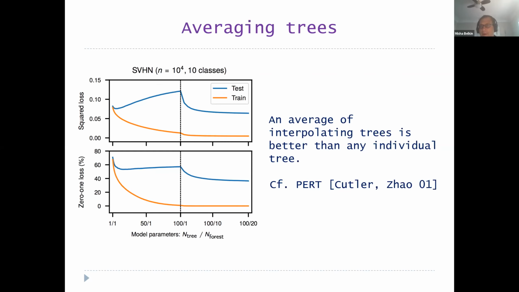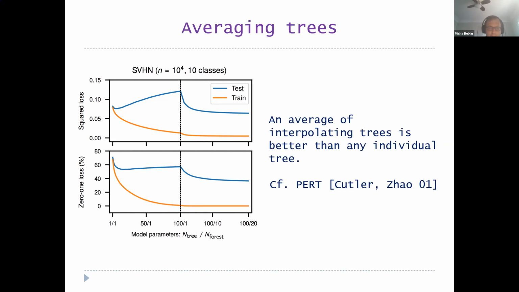Although it was never a very popular algorithm, I guess because it was kind of weird. Notice that an average of interpolating classifiers is also interpolating. So it was kind of a weird procedure, and it wasn't clear why it's better than bagging. It was similar. But in any case, it's surprising that it's an interpolating algorithm from 20 years ago. What is, I think, remarkable is that averaging interpolating trees is actually better than any individual tree. So really, this variance reduction really does help.